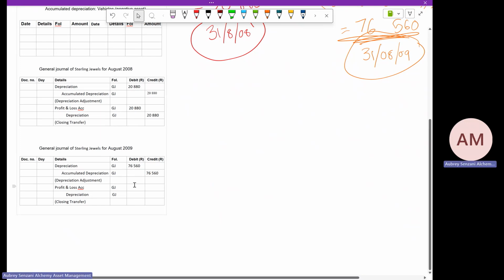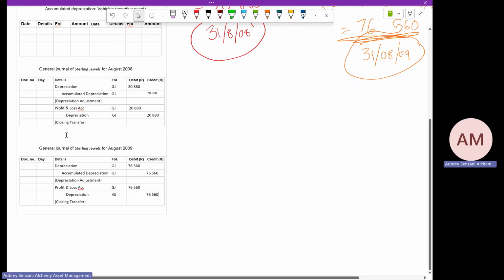Okay, and then we're closing off that same amount to the profit and loss, 76,560, and here 76,560, and you are then done. Cool. So now we've done the general journal.